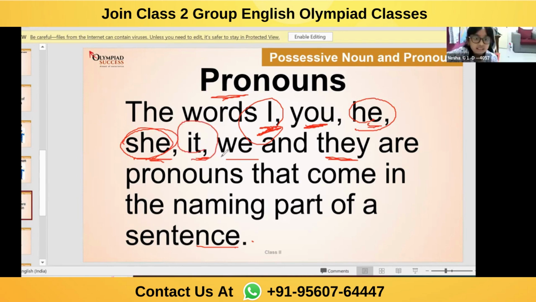Nesha, where we can use it? We use it for animals and places. Yeah, and things. Things also. For things, we don't know either it is a boy or girl. For example, we don't know if the pen is a boy or a girl. We don't know the gender. So here we use it. It is a pen.